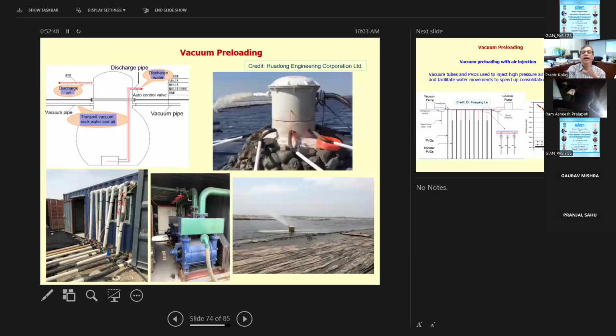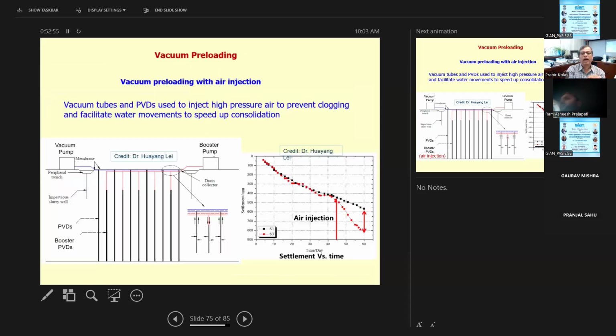Then the vacuum preloading, as I mentioned, this is how it looks. Obviously, when the consolidation is done, you need to check how the strength increased. You need to do some tests at the site, and then you can determine how much the strength has improved. So these are mostly the vacuum preloading and PVD stuff.